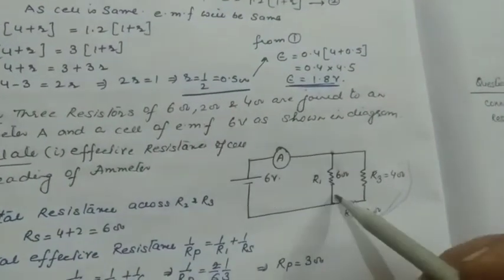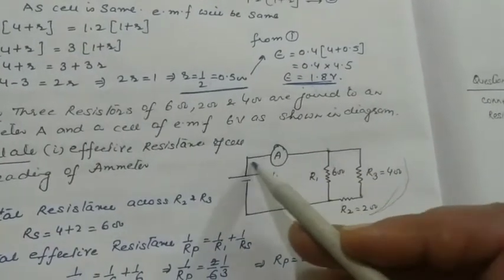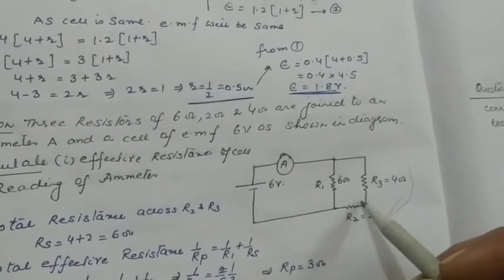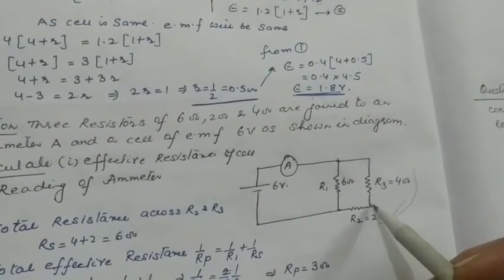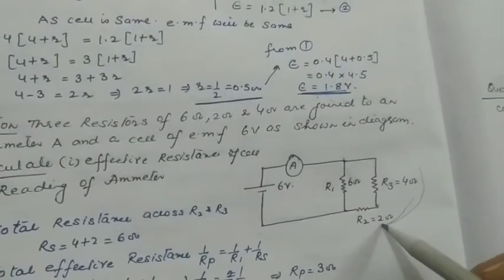How can you consider this? Because both are interconnected at one point. Only one point goes to the cell and R2's one point goes to the cell. Otherwise, one point is interconnected. When one point is interconnected, it means both are in series. So these are in series, 4 plus 2 is equal to 6.